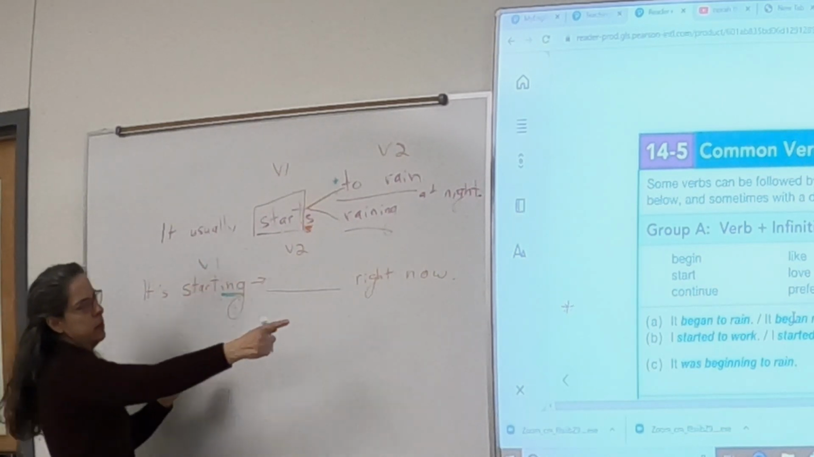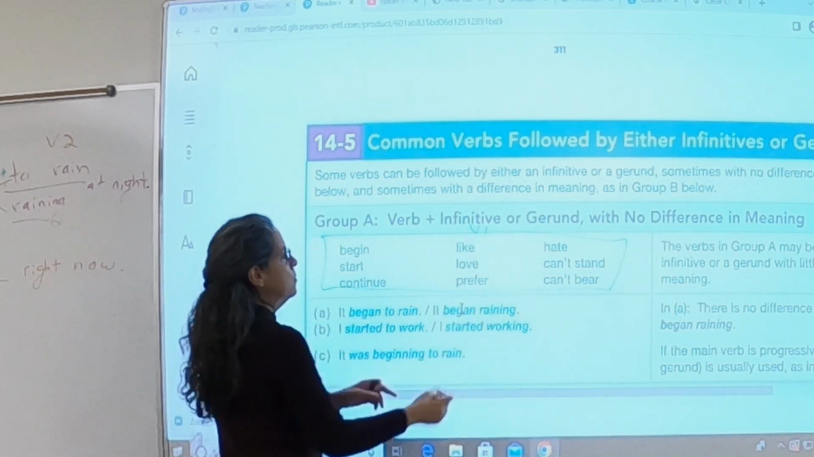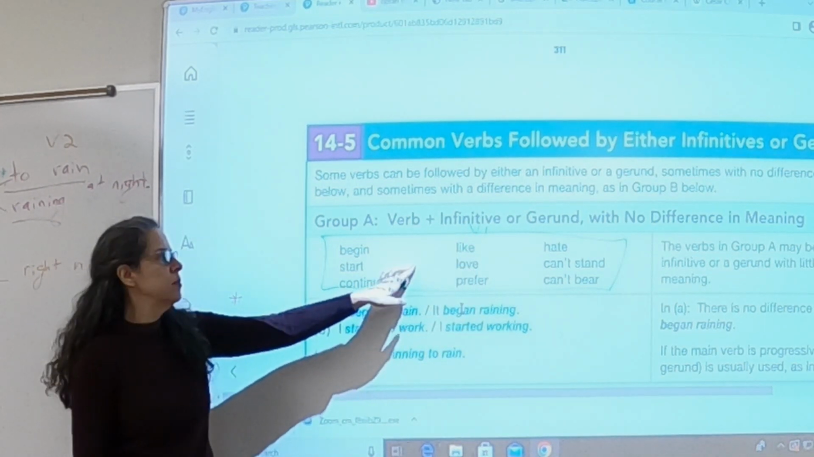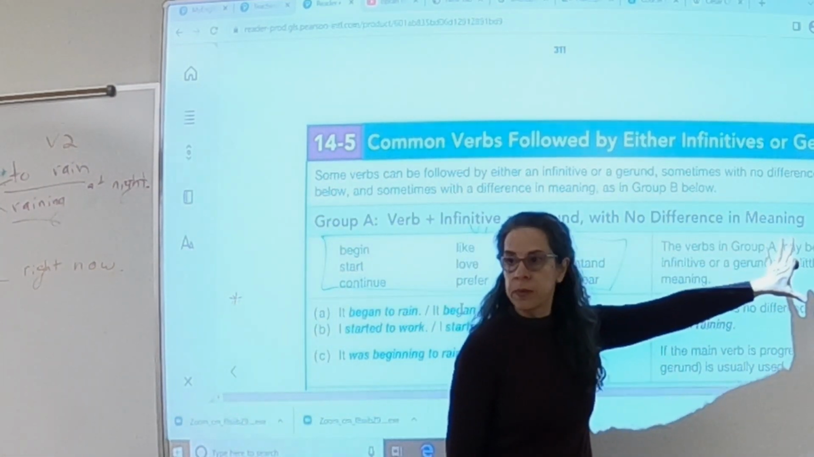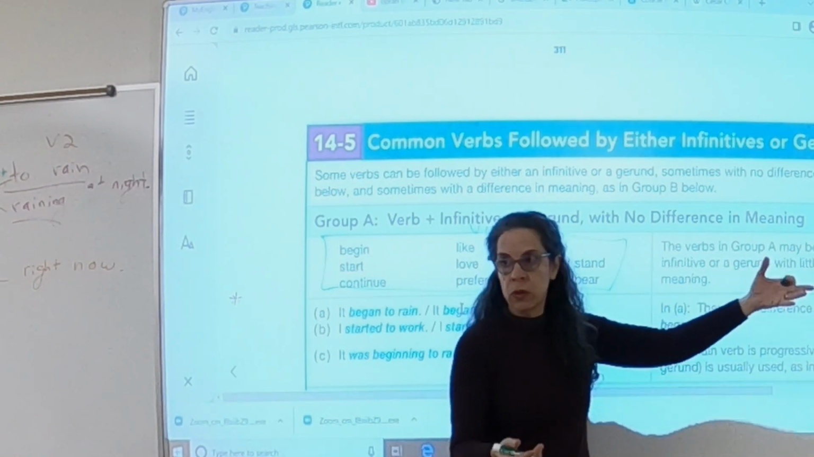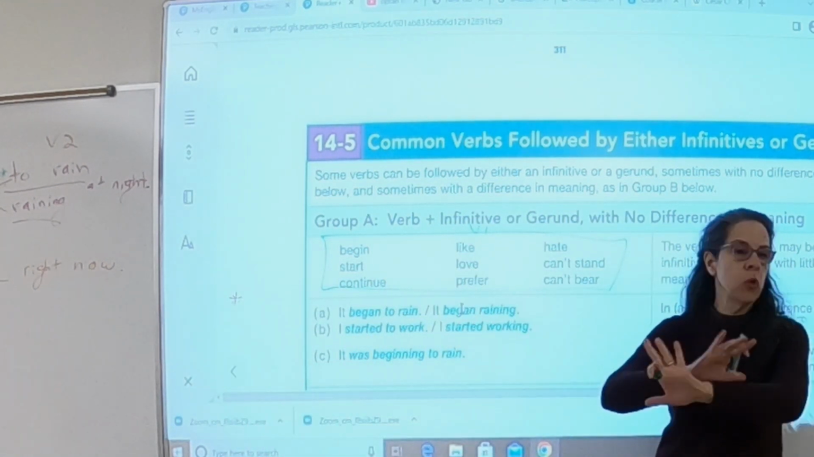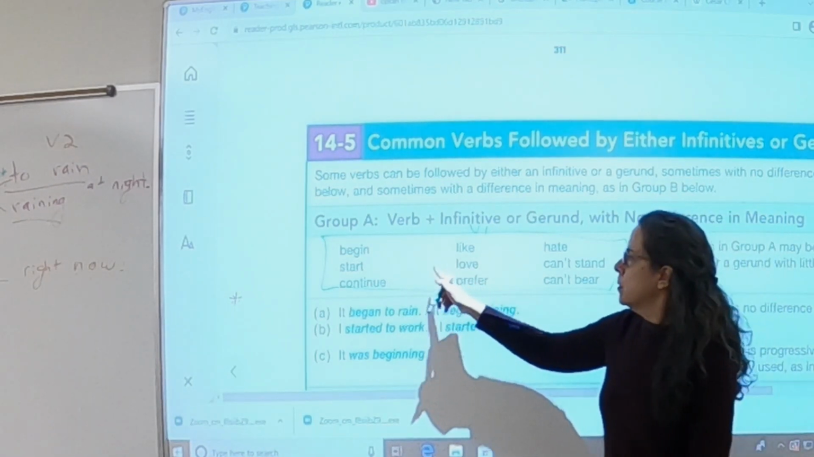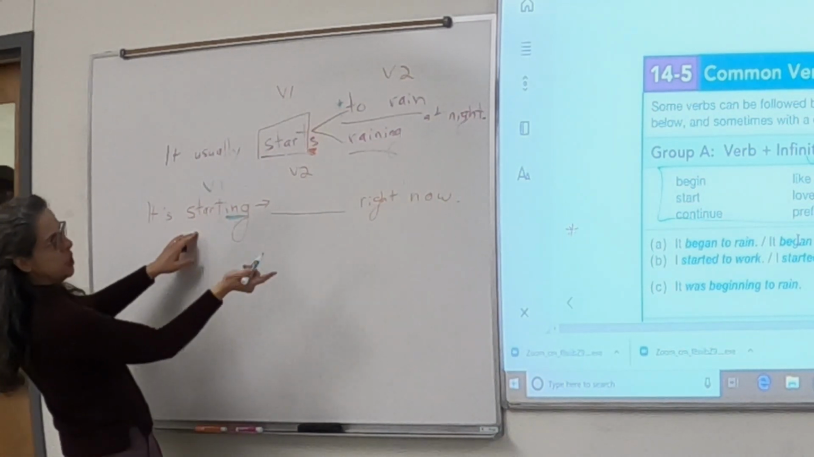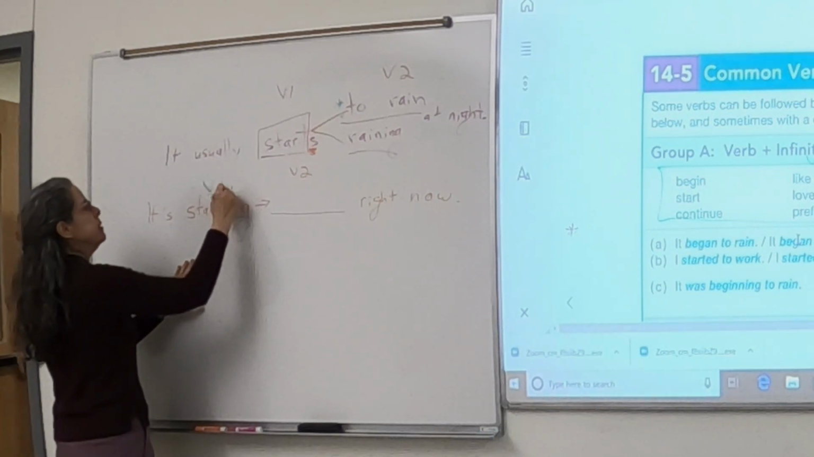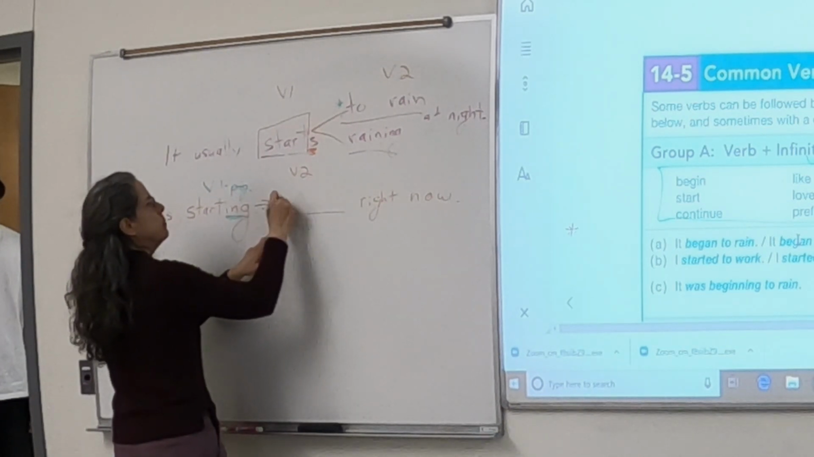So when verb number one is from this group, just from this group, when these verbs are in the verb number one position, and when these verbs are in a progressive tense, verb number two, the next verb, will be an infinitive. Usually we can choose gerund or infinitive with no difference in the meaning. But if verb number one from that group, begin, start, continue, like, is in a progressive, then verb number two will be infinitive.